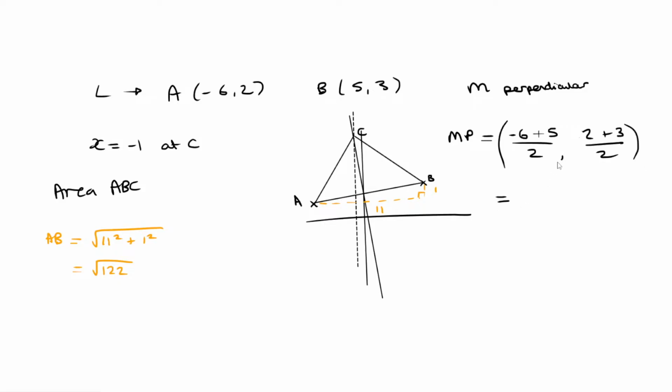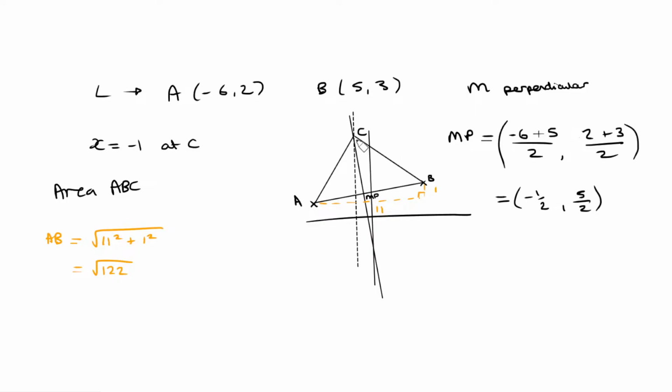So that would be -1/2, and then that would be 5/2. You can put it as a decimal if you want, but that's fine. So that would be this point here. The midpoint is, I'll put MP, MP is here. And then obviously I've not drawn it really to scale. The y-axis will probably be over here somewhere.